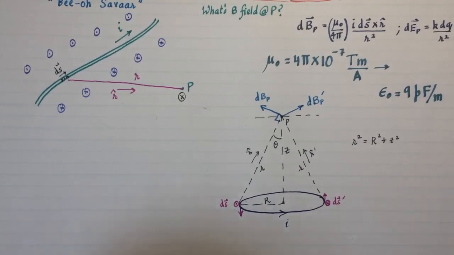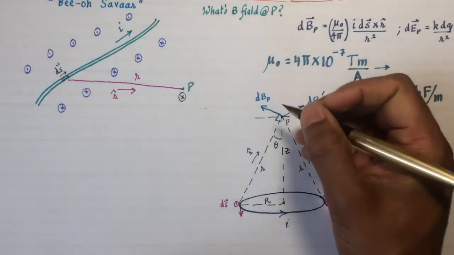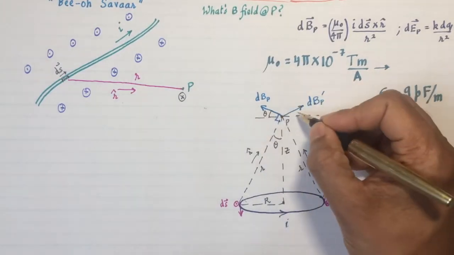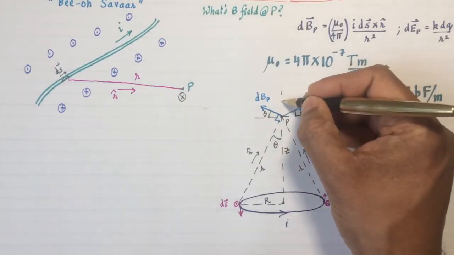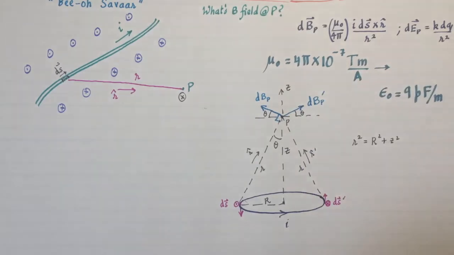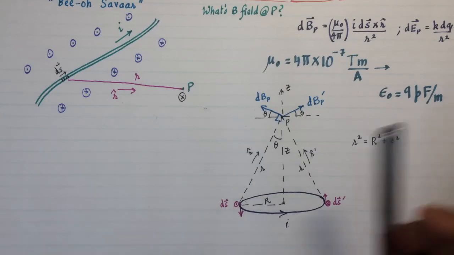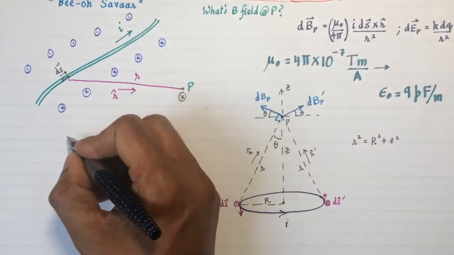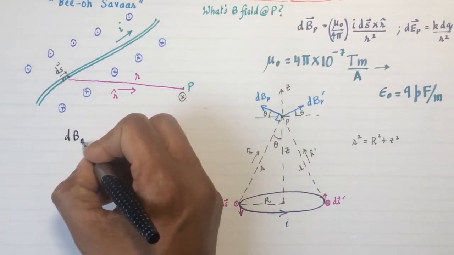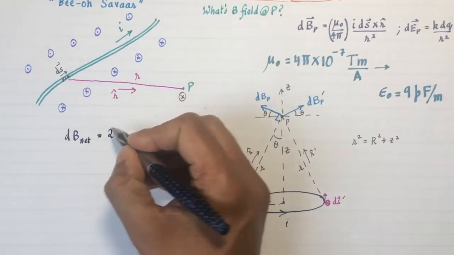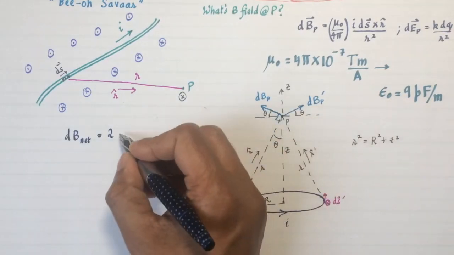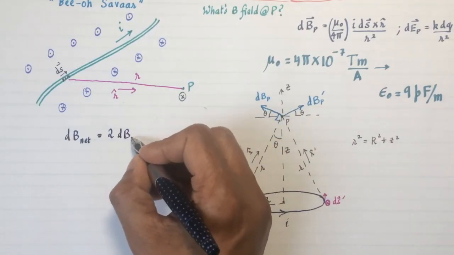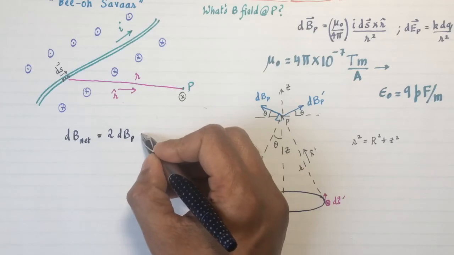So now let's figure out what's going to happen. By symmetry, that's all theta, and clearly the sine components are going to add up, the cosine components are going to cancel out. So we can set up our integral next. The net magnetic field dB net is going to be 2 times the value of dB times sine theta.